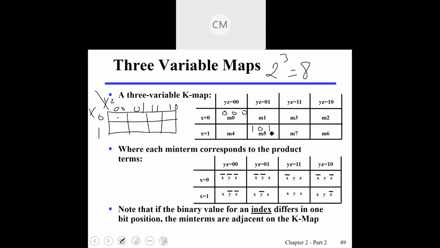And this, please? 110. Did you get 110? Okay, did you get it? And look here, please, also. M0 is 0, 0, 0, so it is x bar, y bar, z bar. Do you understand? And this is 1, 0, 1, and this is 1, 1, 1, this is 0, 1, 1, and so on. So this is how you create a 3 variable K-map.